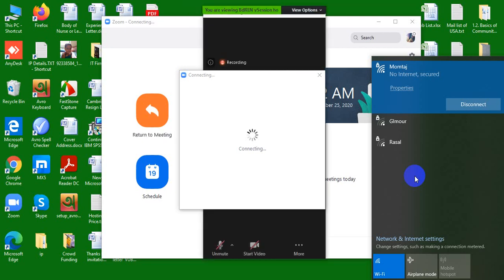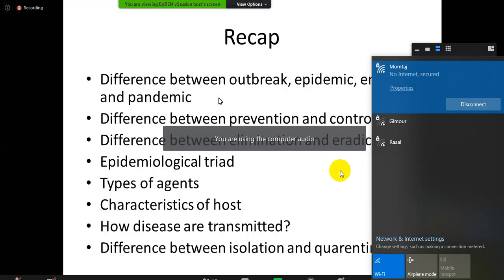Is that clear to you? Difference between outbreak, epidemic, pandemic.